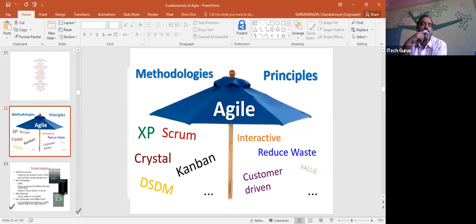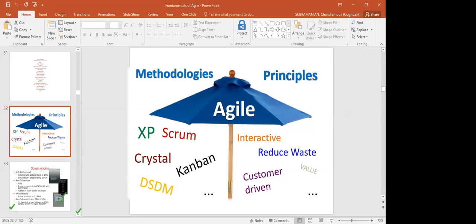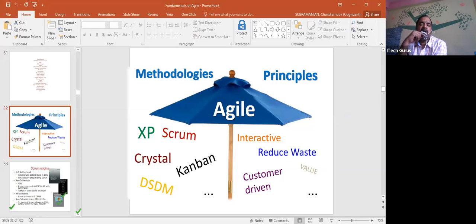I told you, without understanding the big umbrella, it's very difficult for you to understand the individual parts: what are the principles and what is the methodology. That is why this morning we discussed the principles, the 4 values and 12 principles of the Agile Manifesto, and then we discussed different methodologies, which are based on Agile. So far in the morning, we discussed a lot of the principles of Agile.